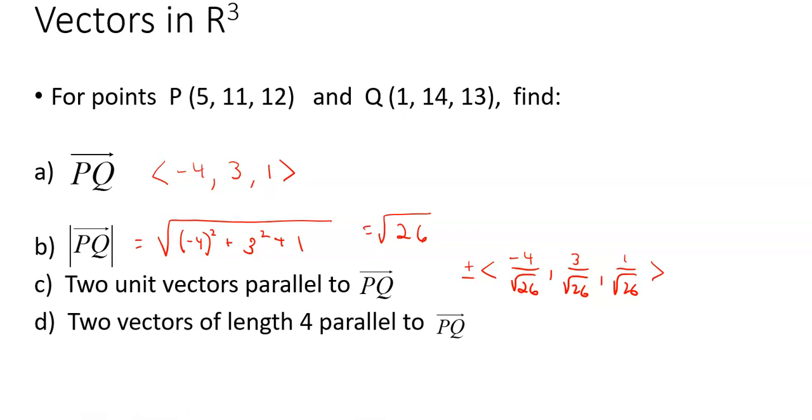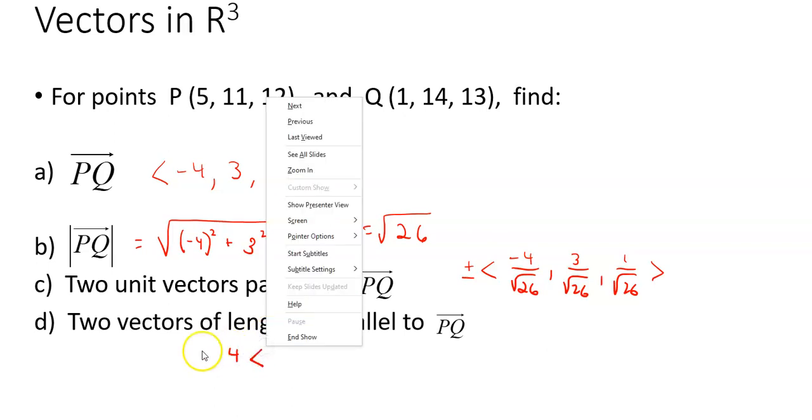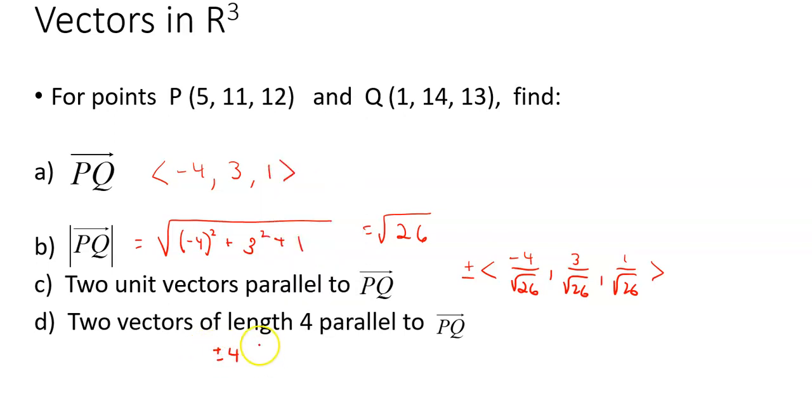All right, 2 vectors of length 4 parallel to PQ, just multiply them all by 4. So 4 times, and I'm going to put my plus minus on the outside here, plus minus 4 times that vector that's up on the top there. All right, and that'll give you 2 vectors of length 4.